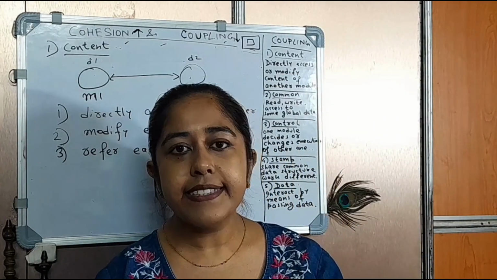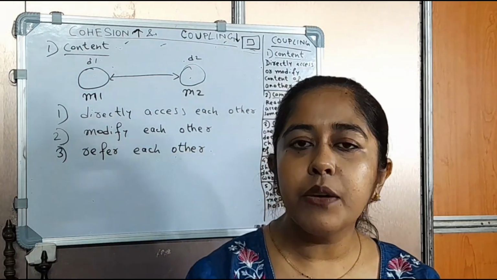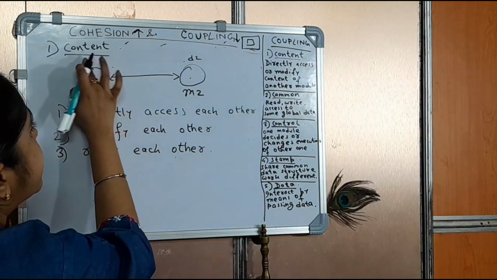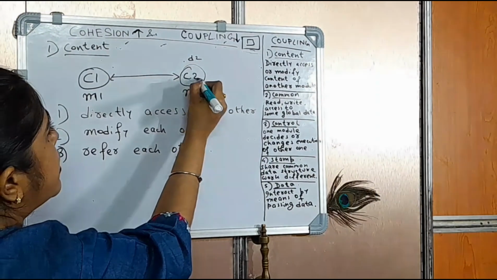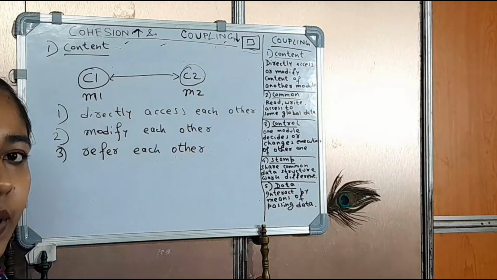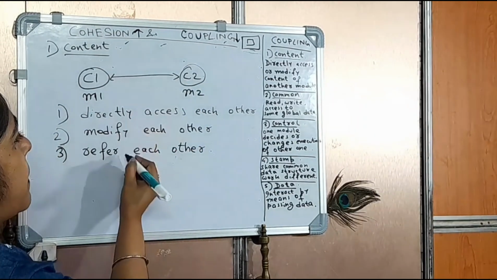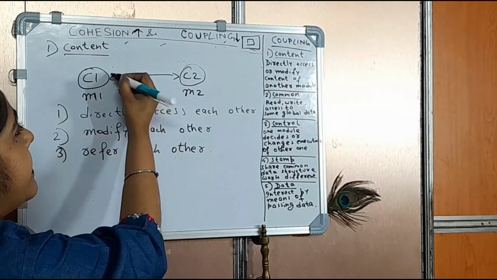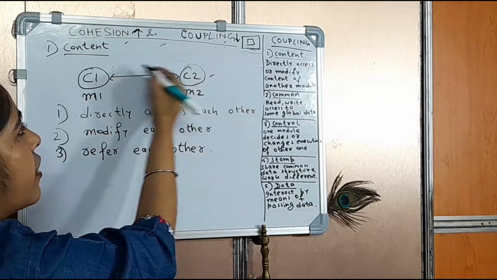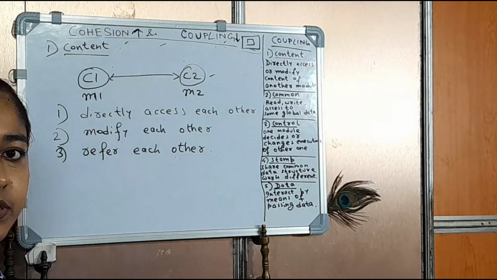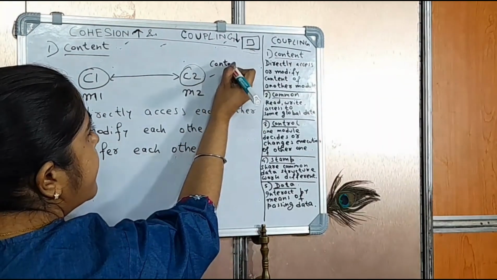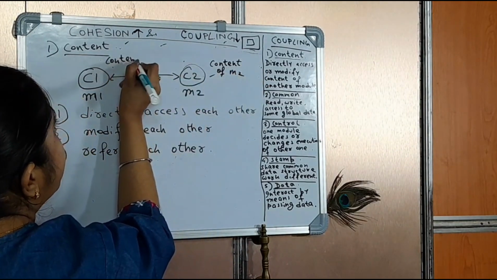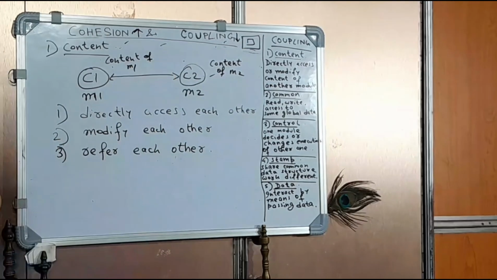What they are accessing? They are accessing the data, that is the content which is in between the modules. So here, C1 and C2 are the content of our module 1 and 2. So how are we checking the interdependability? They can directly access each other's content. M1 can access C2, that is the content of M2, and this is the content of M1.